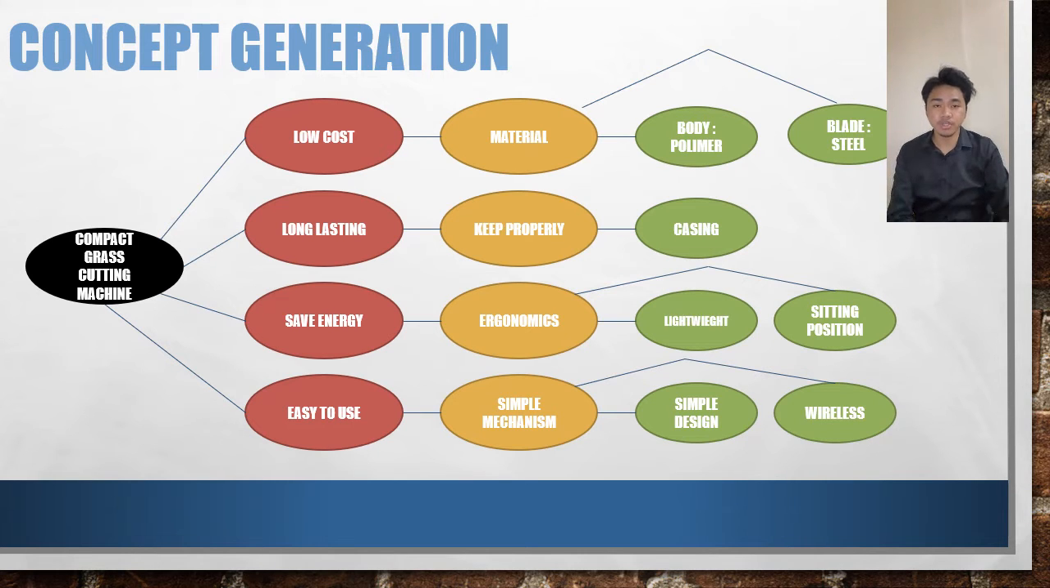Next, concept generation. Firstly, low cost. For low cost, it is obvious that material has a high relationship with it. So, we will choose polymer for the body of our product and steel for the blade. For long lasting, we definitely need to keep the product properly. So, we invented a case for our product. Next, save energy for the consumer.